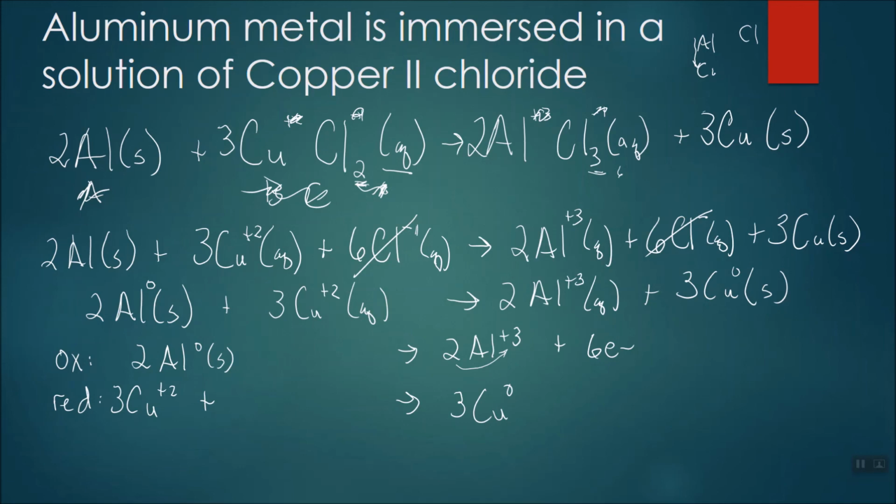have to gain electrons. They're going to have to become more negative, because right now they're positive 2. They're going to have to come down to 0. So you do that by gaining 2 electrons, but there's 3 sets of them. So once again, that's 6 electrons. So copper, in order for it to be reduced, has to gain 6 electrons. Aluminum has to lose 6 electrons. And that's how we balance this thing, using oxidation and reduction.